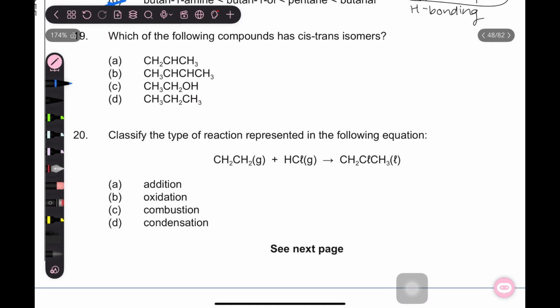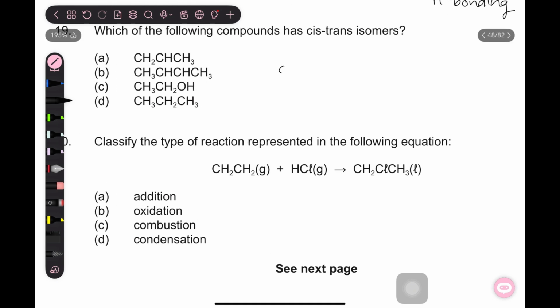Okay, now we're on to question 19, which is asking us about cis-trans isomerism. So cis pretty much means the same side, and then trans means on the different side of the carbon bonds. So I would just draw this out super quickly. So I would have C, H, H, and then I would have a C here, and then have a CH3. And I know that this cannot do cis-trans isomerism because we've only got one group. We need two groups for that to happen.